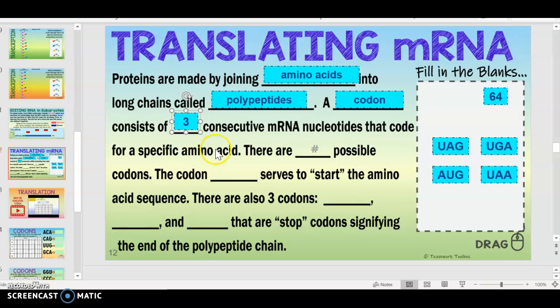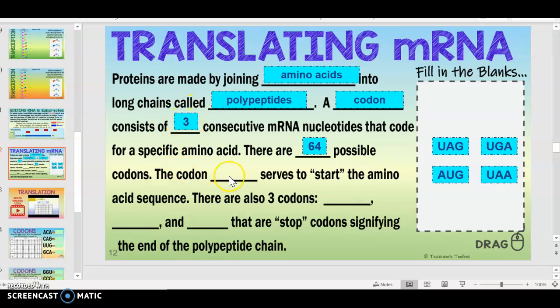So that's where we use our chart. There are 64 possible codons. Now, that doesn't mean there's 64 amino acids. There's not. There's only 20, because if you go back and look at your chart, a lot of them repeat, okay? So there's 64 possible codons. I don't expect you to know that number. I do expect you to know that one.